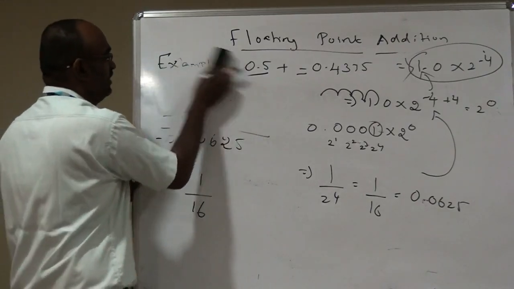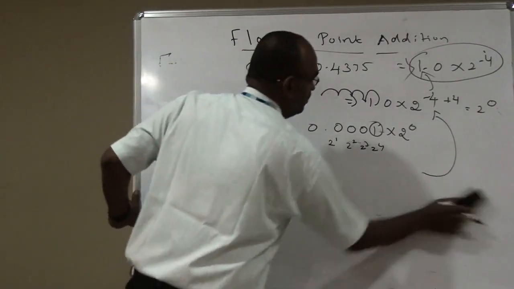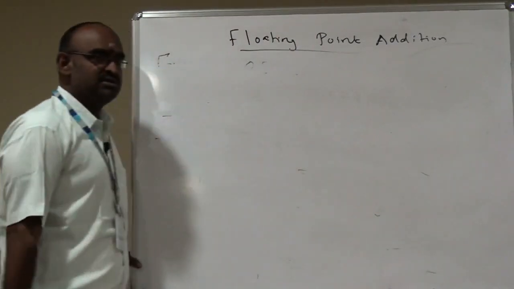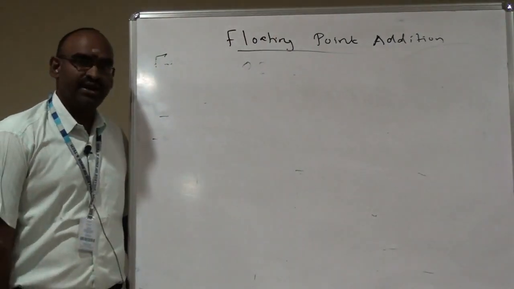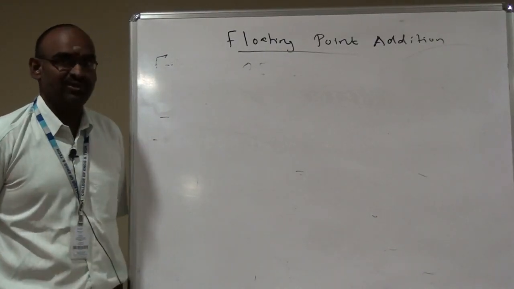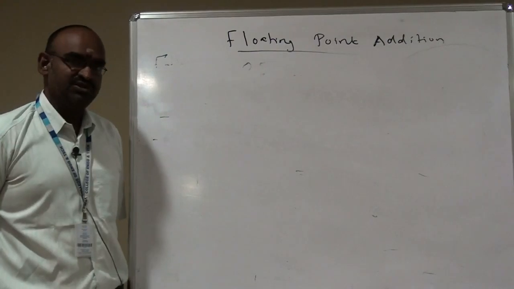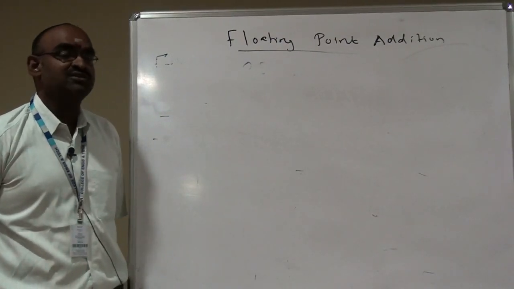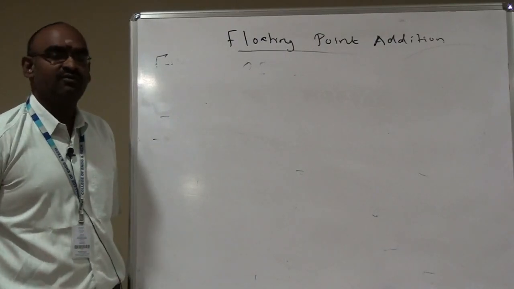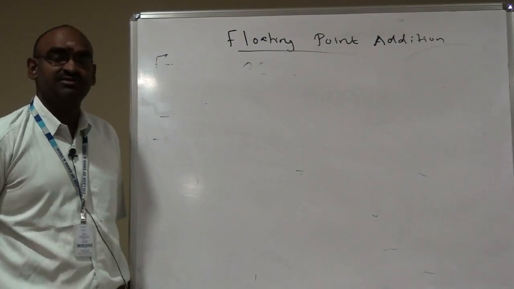So this is the floating point addition that we did earlier. So let me recall all the steps. Before moving to floating point addition, we must know what a floating point number is, and the representation of single precision or double precision. Single precision is 1, 8, 23 for sign, exponent and fraction. Double precision is 1, 11, 52.